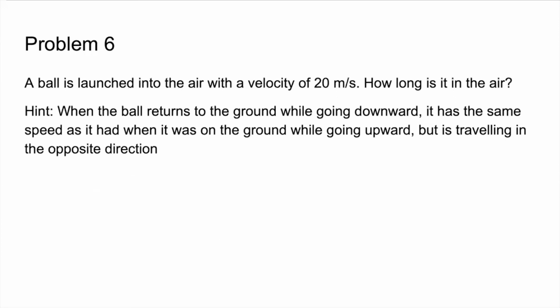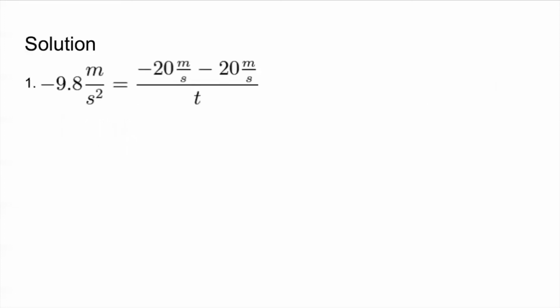Here's problem number 6. The solution will come in 3, 2, 1. So the hint tells us that the final velocity is equal to the initial velocity times -1. So that allows us to use the third kinematic equation since we know the final velocity, initial velocity, and time, or sorry, acceleration. So we're trying to solve for time, and we decide that downwards is negative. So we solve to get that t equals 4.08 seconds.